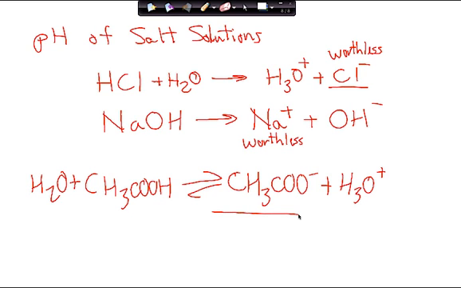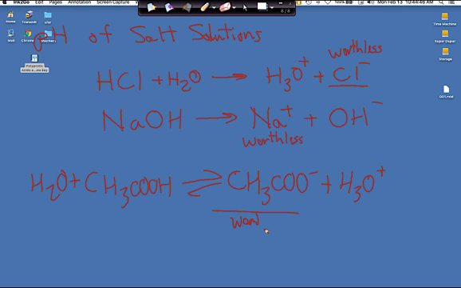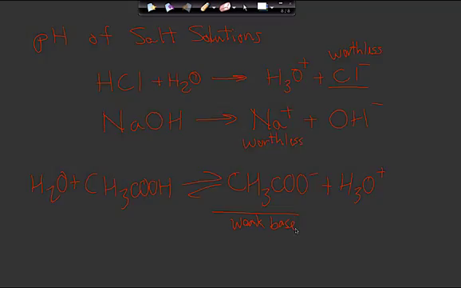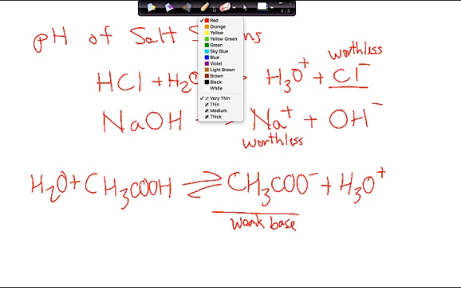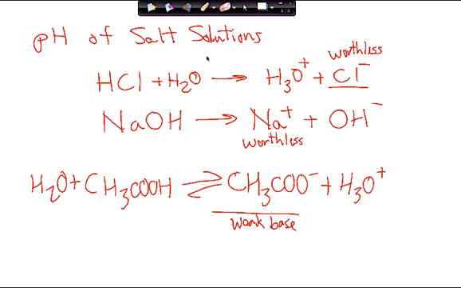Okay, so chloride cannot undo the reaction. Chloride has absolutely no ability to steal hydrogens from water. It doesn't do that. This does this. This is a base. It's not a worthless base. This is a weak base, and it can steal some of the hydrogens from hydronium and push the reaction in the other direction. Does that make sense?